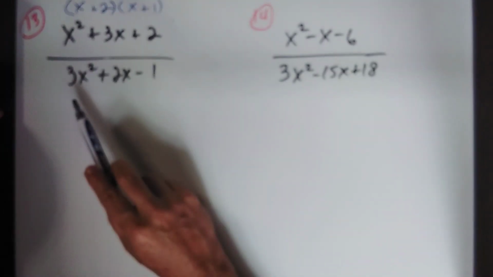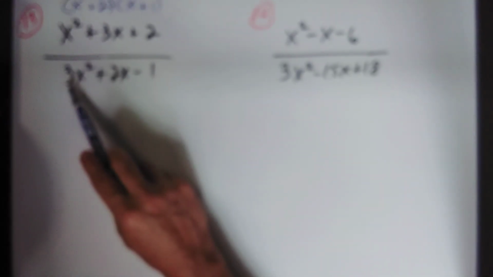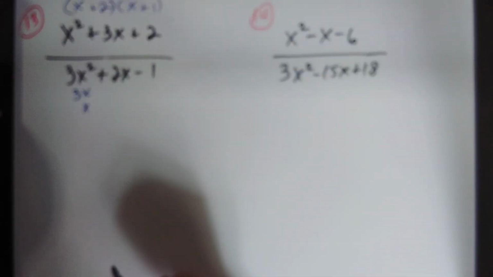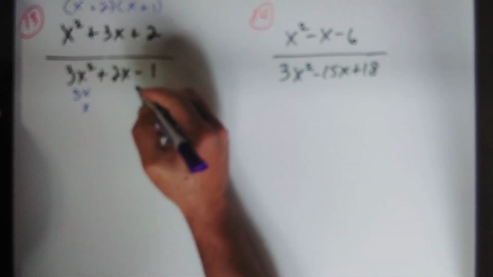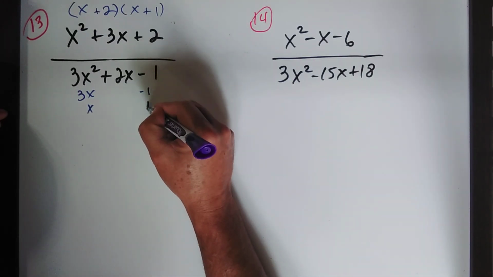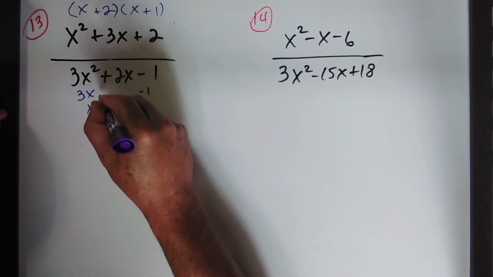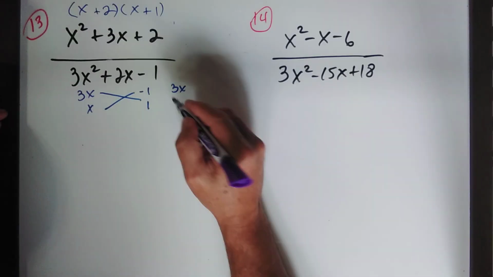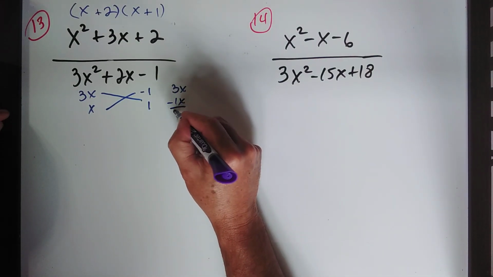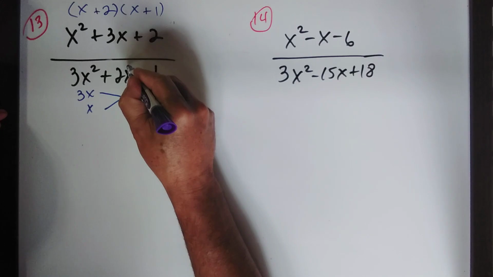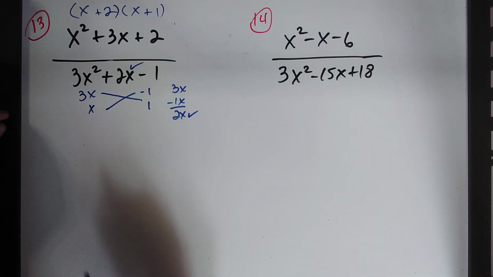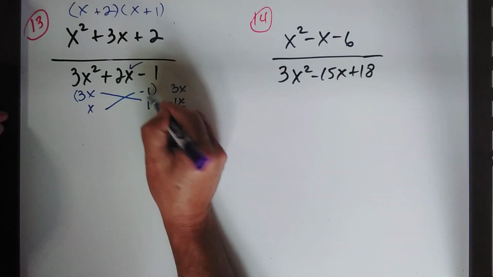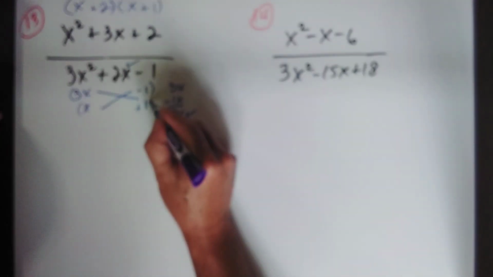What about the bottom one? I have a number here, so this is the one that you need to do the crisscross. 3x times x gives you 3x squared, right? And then negative 1 times 1 gives you negative 1. We cross multiply: 3x times 1 is 3x. x times negative 1 is negative 1x. Combines to 2x, which matches the middle term, so that's it right there. It's 3x minus 1 times x plus 1.